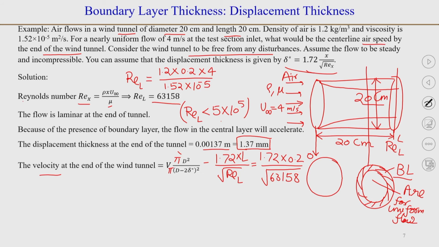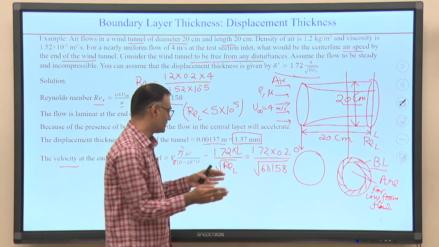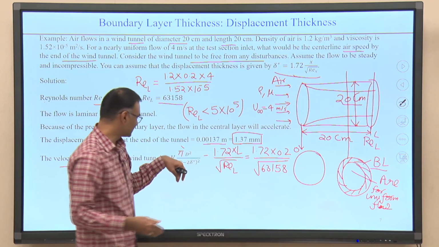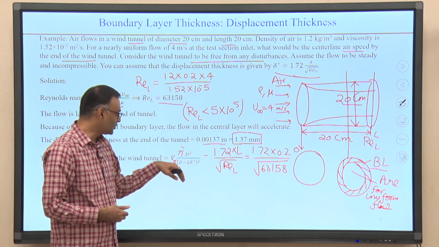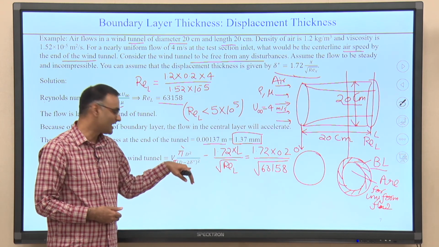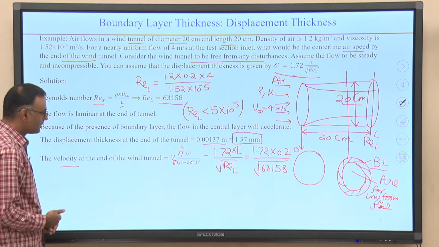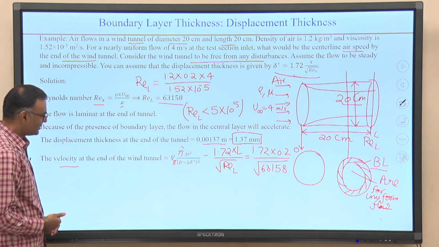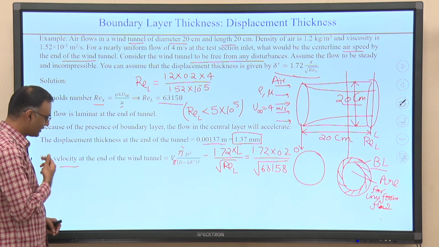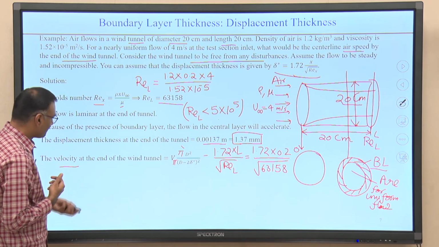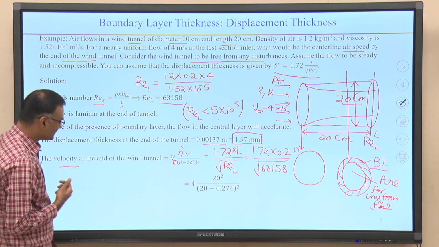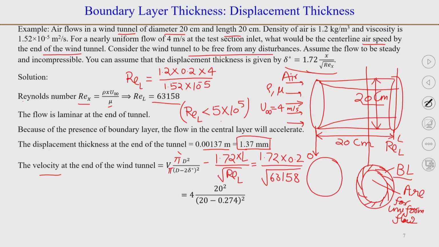So, if we consider that the flow is uniform, but the wall has become thicker, then d minus 2 delta is the diameter as we move away from the entry in the wind tunnel. So, when we substitute the numbers, we can write d is 20 because these numbers are to be cancelled out. So, I have written these in terms of centimeters itself.